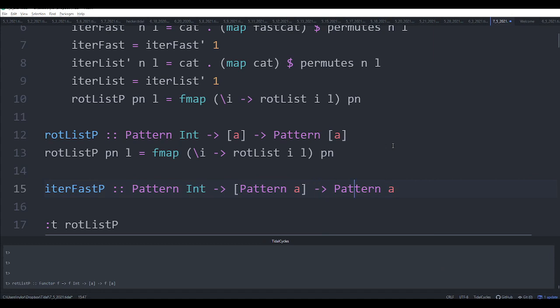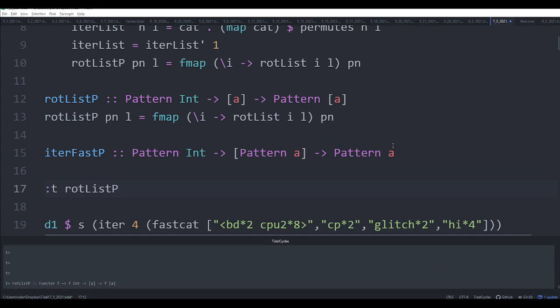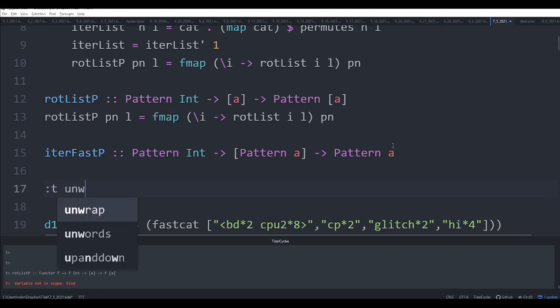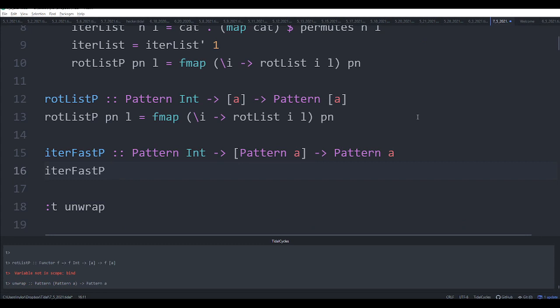So what we want is this. I can never remember, is it bind? It's unwrap, I think. Unwrap is the thing that's used in the monadic instance. I think this is join. This is join for the pattern monad, I said bind earlier. The basic one that's used is, I believe, unwrap, because unwrap and squeeze join both fit the monad laws.